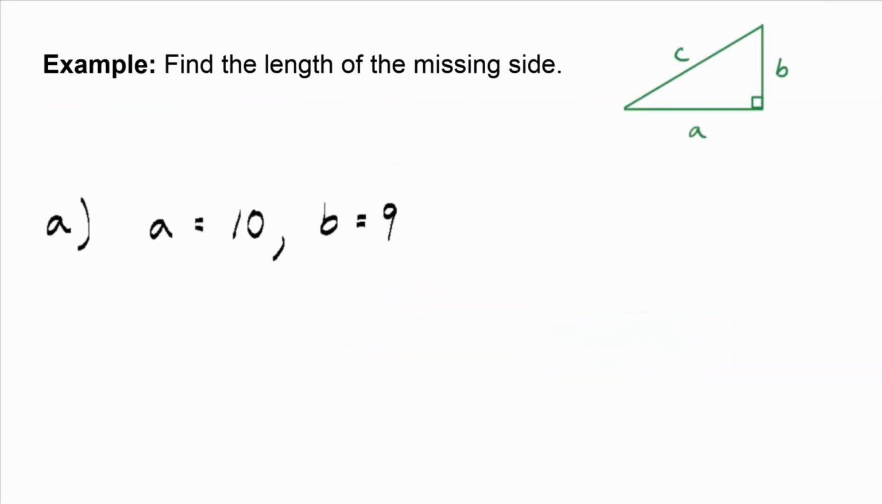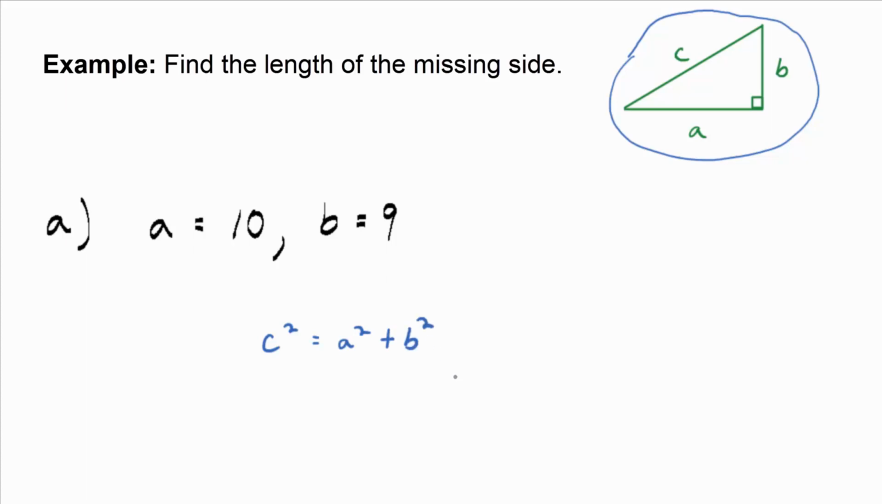In the first example, we want to find the length of the missing side, and we have a generic right triangle here. Shorter sides length A and B, long side length C. And you're told that A is 10 units, whatever the units are, B is 9 units. So find the missing length. Oh, I guess C is missing, right? So we can use the Pythagorean theorem, C squared equals A squared plus B squared.